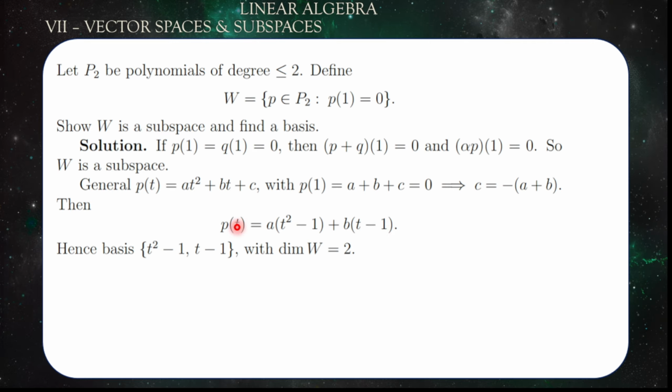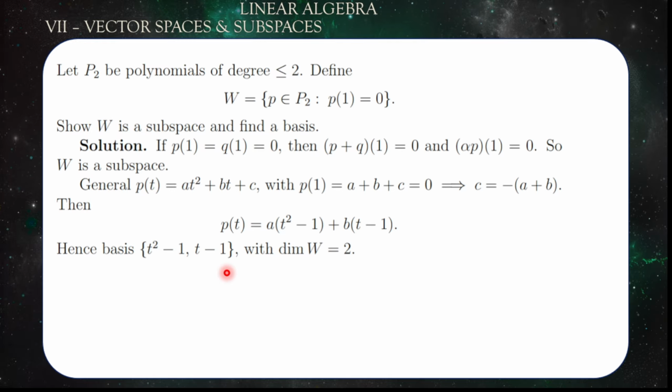So the first basis vector is t squared minus 1. The second is t minus 1. The dimension of the subspace W is equal to 2, since we have two unique vectors.